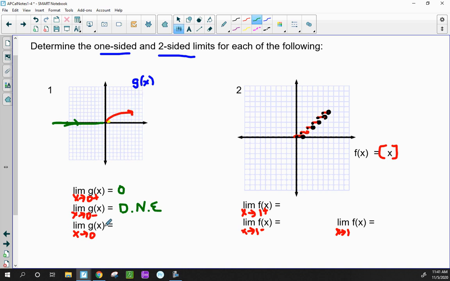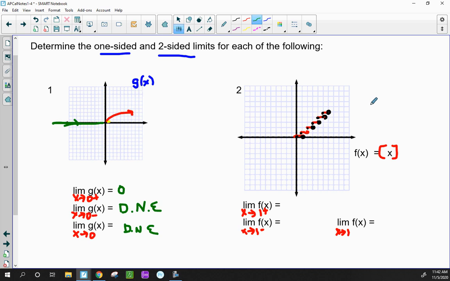What's the limit of g of x as x approaches 0? So the right side gave me 0. The left-sided limit gave me does not exist. And so because the one-sided limits are different answers, this one doesn't exist. The whole limit, I can't find an answer.